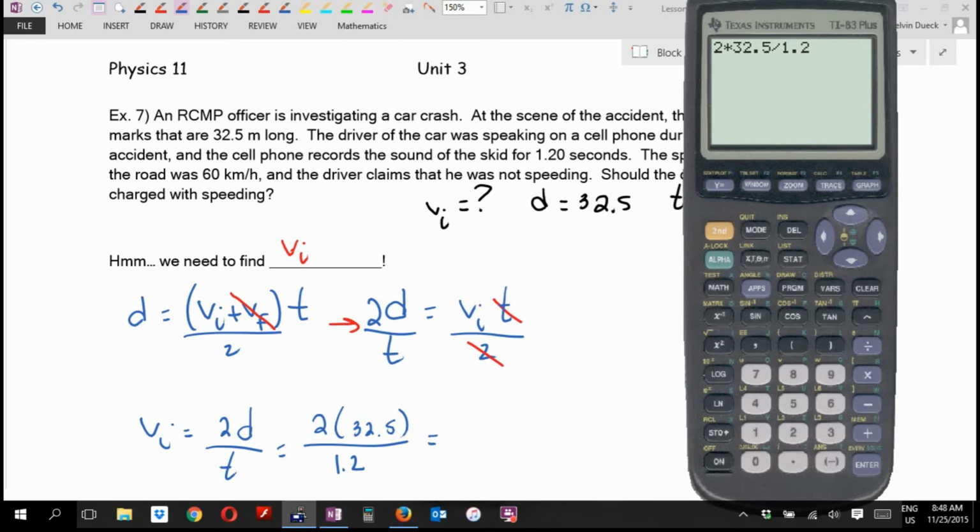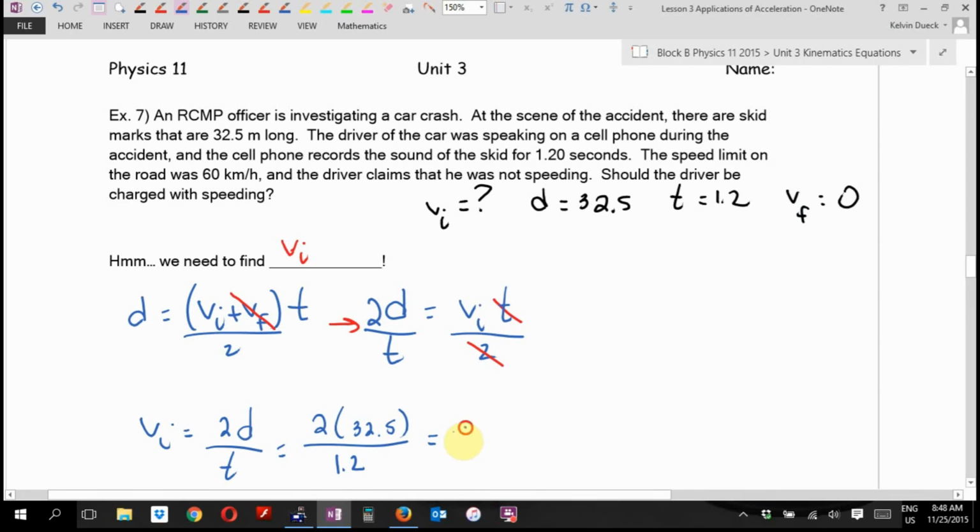Which gives me 54 point, I'll call it 50, I'll write 54.2. Three sig figs, yeah, that works. 54.2 what? This is meters per second.